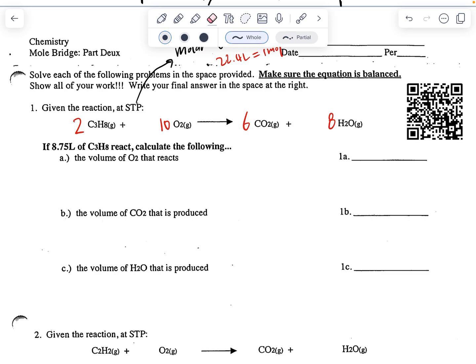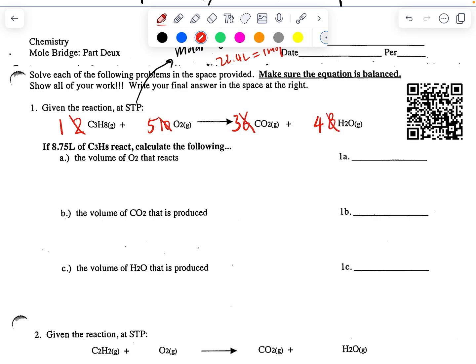Maybe not. Here's a quick tip, guys. Take a look at all the coefficients here: 2, 10, 6, 8. What do you notice? They all can be divided by 2, right? Then you know, uh-oh, something's wrong. If they are divisible by the same number, so if I were to reduce this, what would I get here? I'd get 1, 5, 3, and 4, right guys?